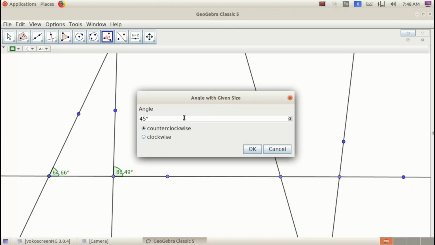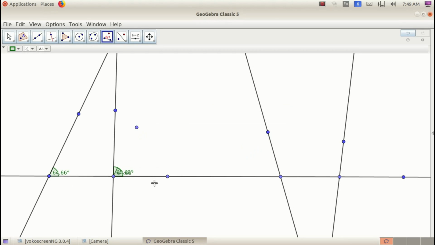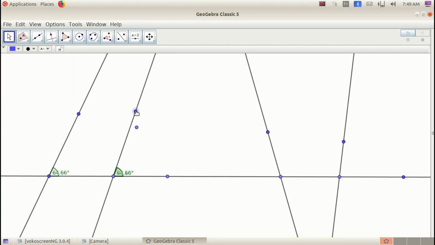In the window we can type the angle measurement 64.66. Then apply OK. We got it here, and move this line to here. Now this angle changed to 64.66. What about these two pairs of lines now? Now they are parallel.